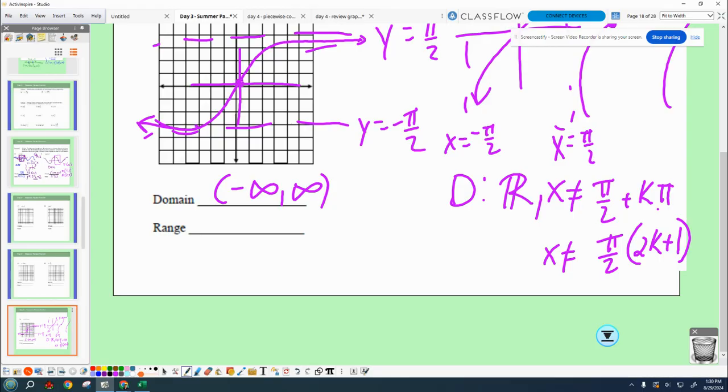What is this lower asymptote? To the upper asymptote. Can I hit those? No. All right.